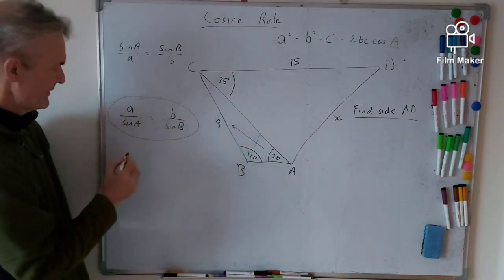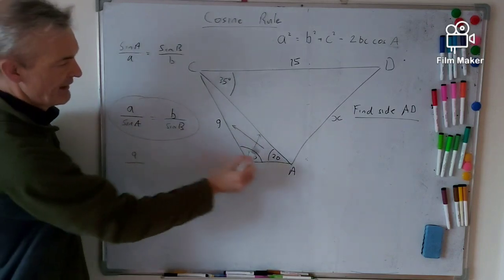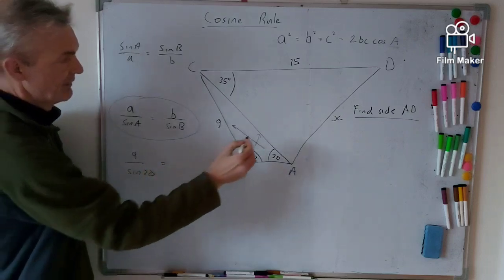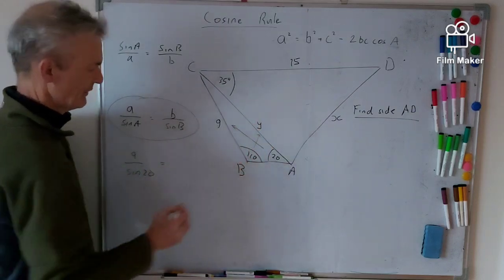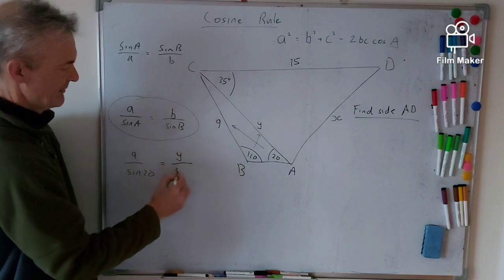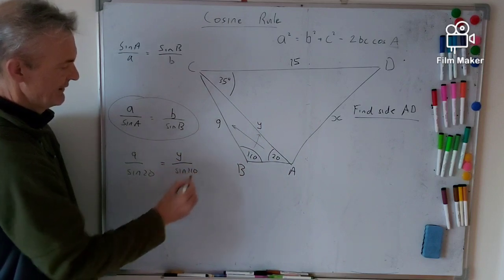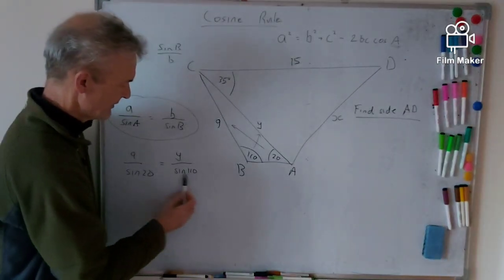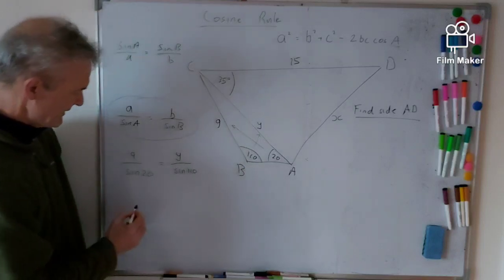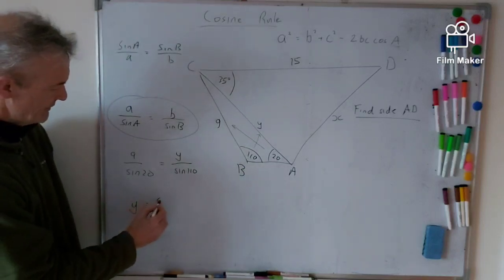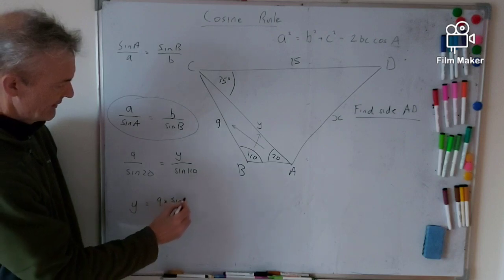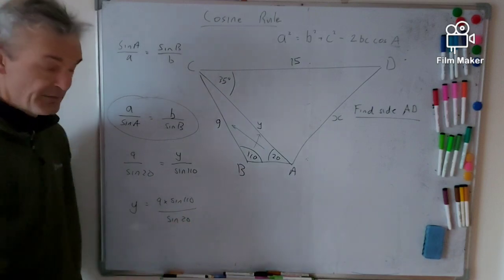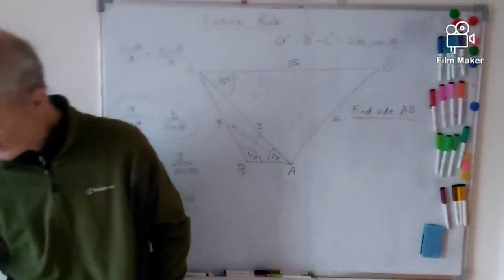Okay, let's say A is 9. So sine A is going to be sine 20. And that's going to equal, let's call this side Y, the one we're looking for. And that's going to be over sine 110. So to make Y the subject of this, we just need to multiply through by sine 110. So Y is going to equal 9 times sine 110 over sine 20. And then we can grab our calculator and work out what that is.